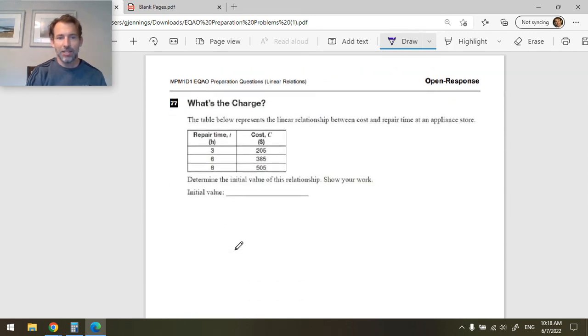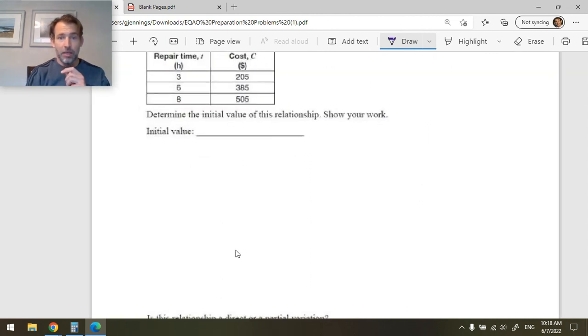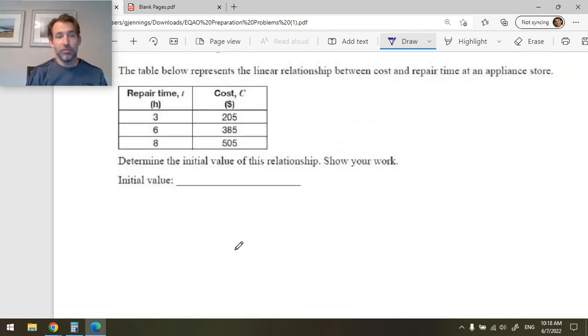Okay, let's keep going. Last one. What's the charge? Okay, this is the difference between cost and repair time. This is a relationship between cost and repair time. And so we've been asked to find the initial value.